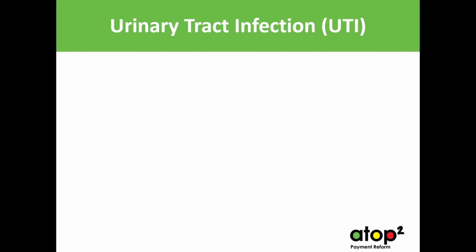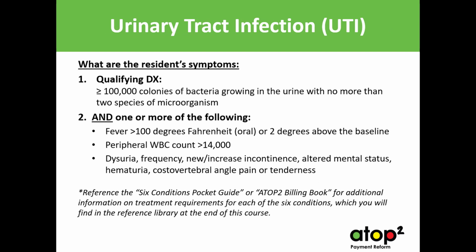Urinary tract infection. The qualifying diagnosis requirements are greater than or equal to 100,000 colonies of bacteria growing in the urine with no more than 2 species of microorganism, and 1 or more of the following: fever greater than 100 degrees Fahrenheit oral or 2 degrees above the baseline, peripheral WBC count greater than 14,000, dysuria, frequency, new or increased incontinence, altered mental status, hematuria, or costovertebral angle pain or tenderness.